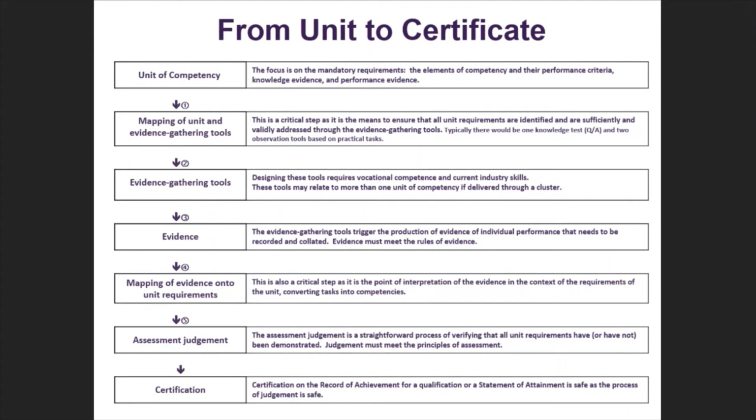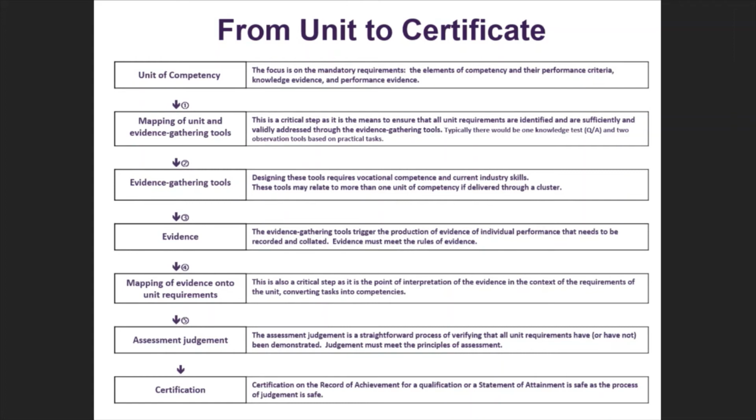So this mapping process, whilst not mandated, nonetheless makes it possible to show that you are meeting the principles of assessment in terms of flexibility and fairness and validity, and you're meeting the rules of evidence in terms of validity and sufficiency. So you can see that the mapping is a useful device, albeit not mandated in the standards. So I'm describing it here as a critical step, as it provides the means to ensure that all unit requirements are identified and all are sufficiently and validly addressed through evidence gathering tools.